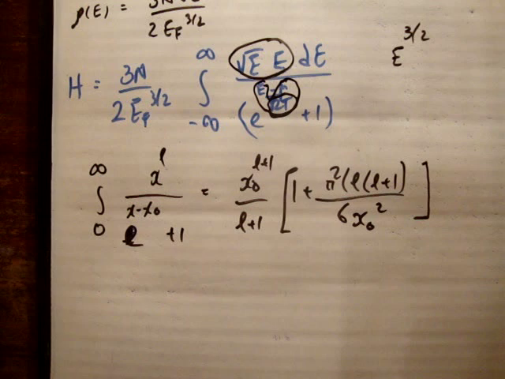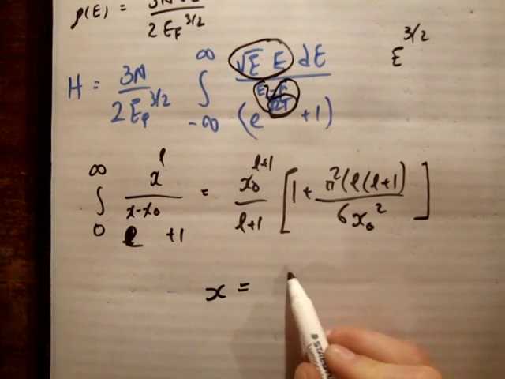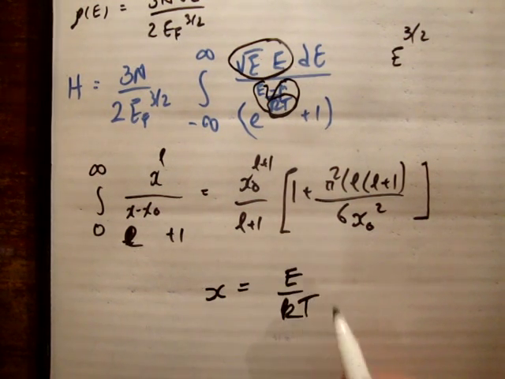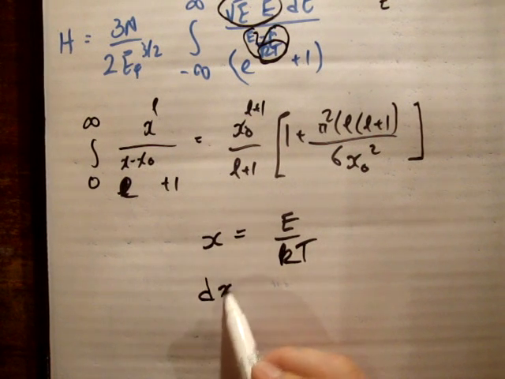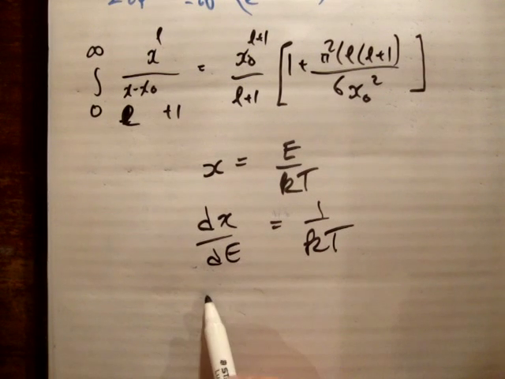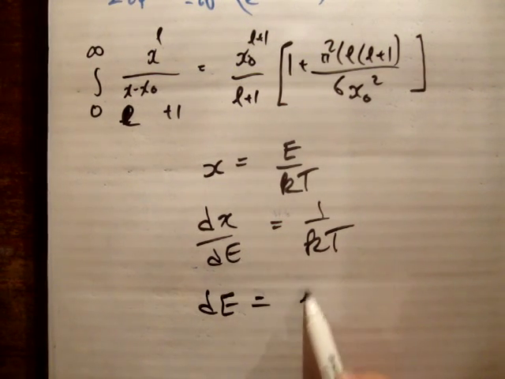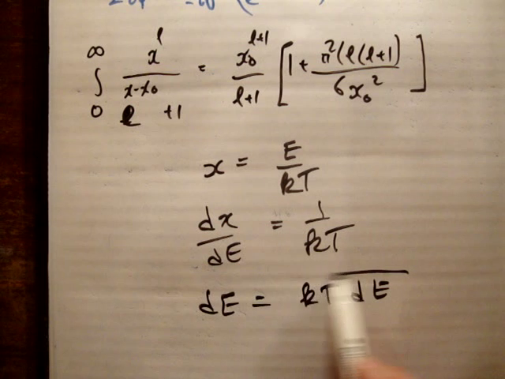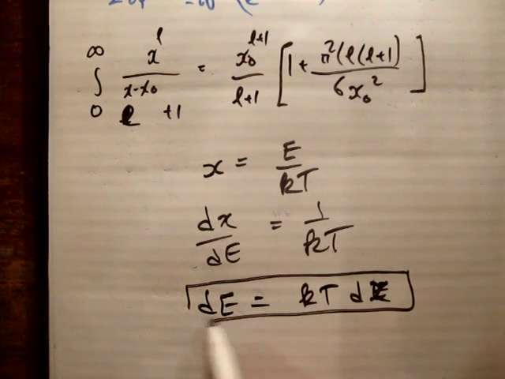Now the thing is though, if we let x equal E over kT, then dx/dE is equal to 1 over kT, or you could say that dE is equal to kT dx. So this is our scaling factor.